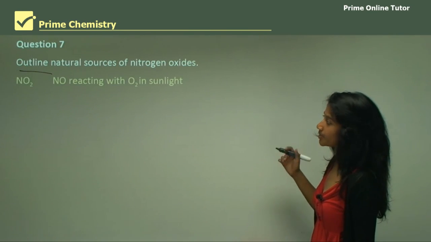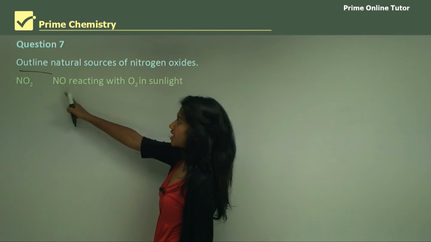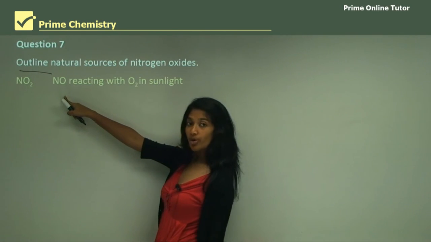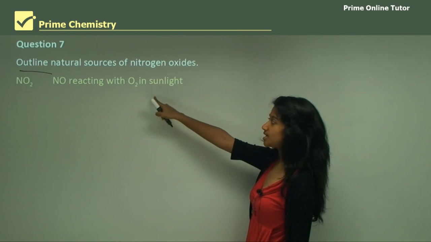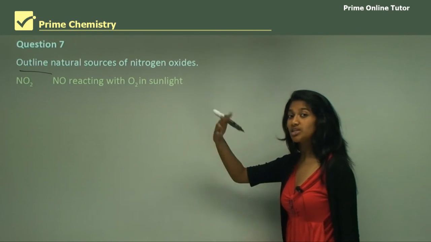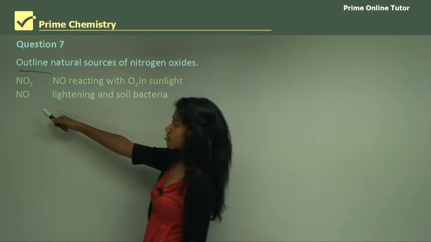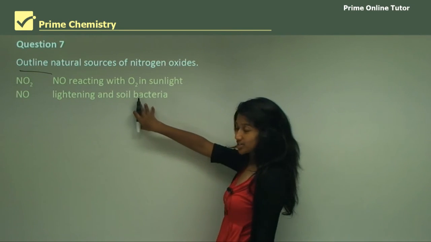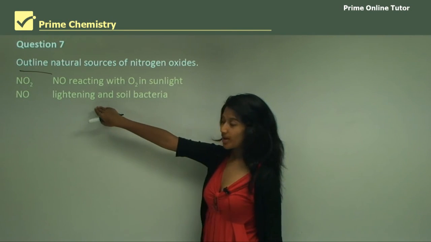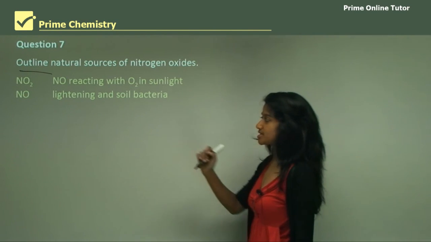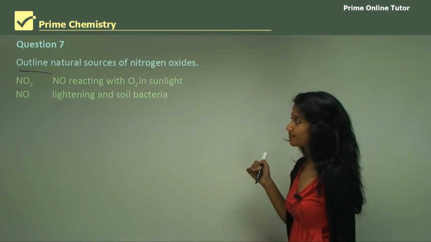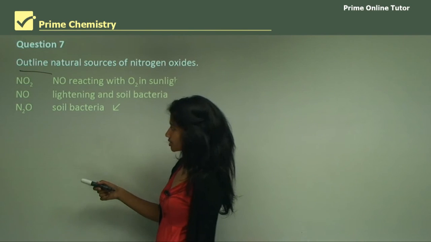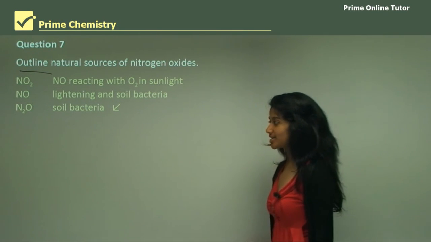So for example, here we have nitrogen dioxide, and it outlines how it is produced. When nitrogen monoxide reacts with oxygen in sunlight, this is produced. That's how it is produced. And we also have nitrogen monoxide, which is produced by lightning and soil bacteria. So when nitrogen reacts with oxygen in the presence of lightning, it produces nitrogen monoxide. And a third oxide of nitrogen is nitrous oxide, dinitrogen monoxide, and it is produced by soil bacteria.